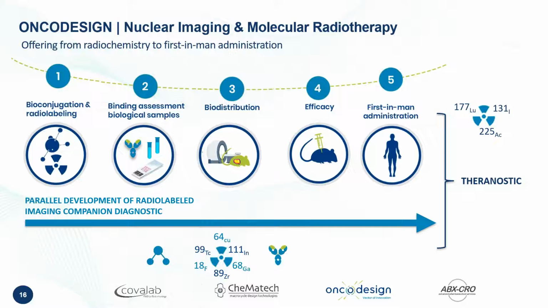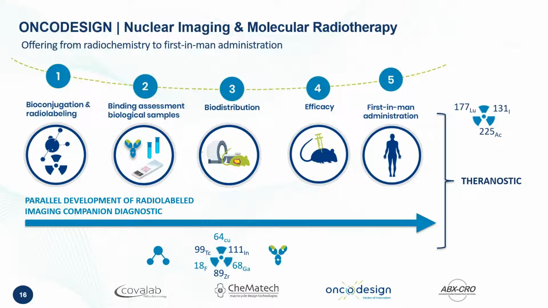And the key step is the biodistribution. How much of your compound is going to the tumor? This is really a crucial step. And when you have this data, then you can move to evaluate the efficacy if you have a therapeutic compound, and start to think about your first-in-man administration. We have different agents, as has been said before. You can work on therapy with lutetium, iodine-131, actinium-225, or you can work on the diagnostics part with different isotopes, such as zirconium-89 for antibodies, gallium-68 for short PK compounds like peptides and so on.